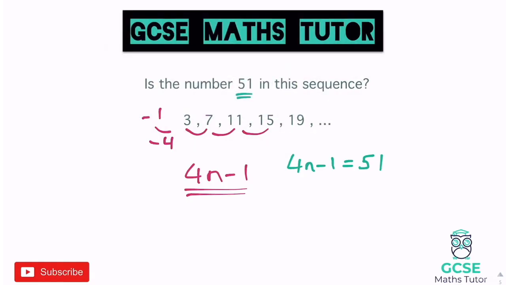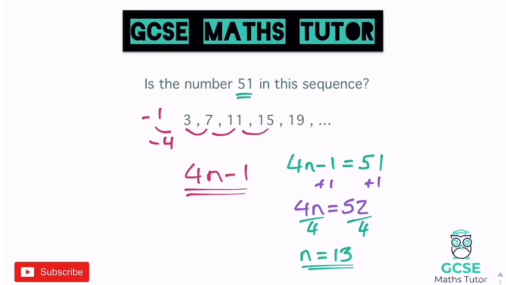And if we go about trying to solve this, let's see what we get. So if we add 1 to both sides, we get 4n equals 52. And then solving this just like a normal equation, divide by 4. So divide by 4, and we get n equals, and 52 divided by 4 is 13. There we go. So we get n equals 13.